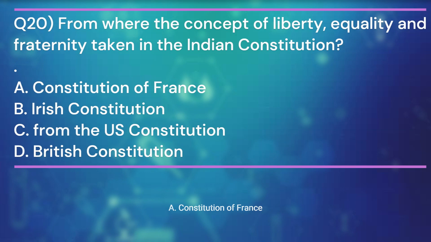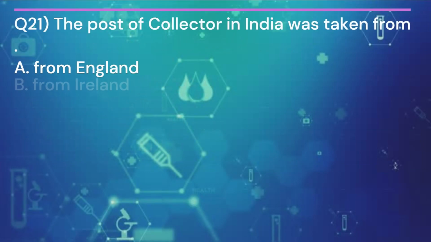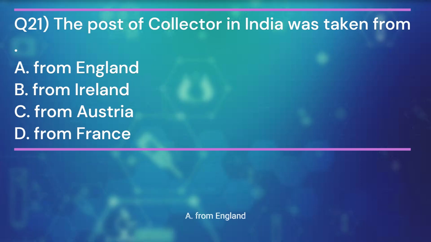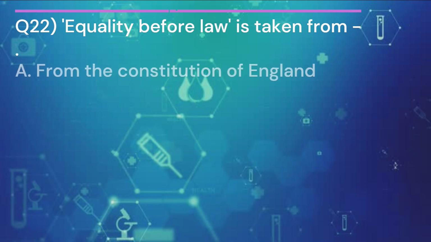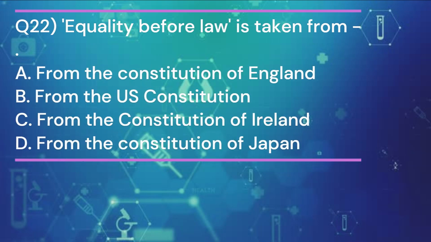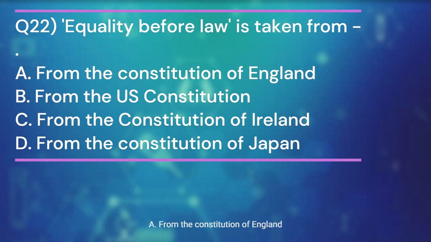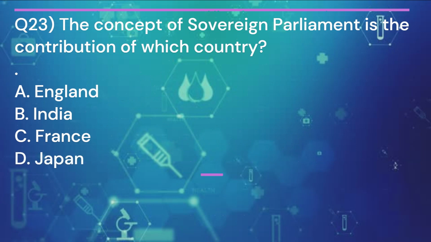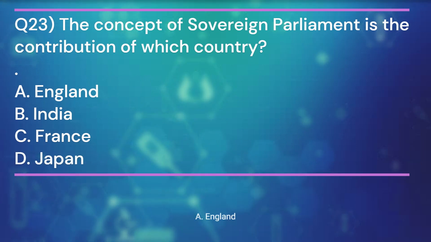Constitution of France. Question 21. The post of collector in India was taken from? And the answer is A. From England. Question 22. Equality before law is taken from? And the answer is A. From the Constitution of England. Question 23. The concept of sovereign parliament is the contribution of which country? And the answer is A.